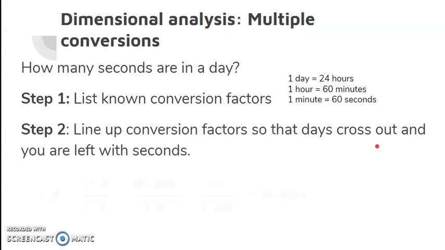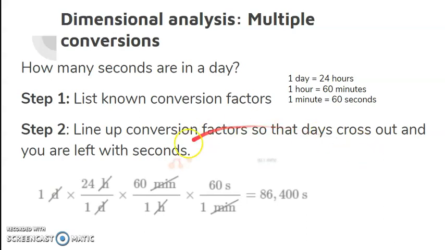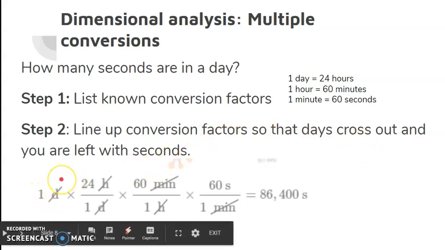So again, let's start out with 1 day. So here's our 1 day. Get rid of the day. So 1 day, 24 hours. The days cross out. Still in hours, so we're not to seconds yet. So 1 hour, 60 minutes. The hours cross out. Now we've got minutes. And then 1 minute is 60 seconds. The minutes cross out. And here we are left with the seconds, which is what we're looking for. And if you do the math, you should get this number. Okay?